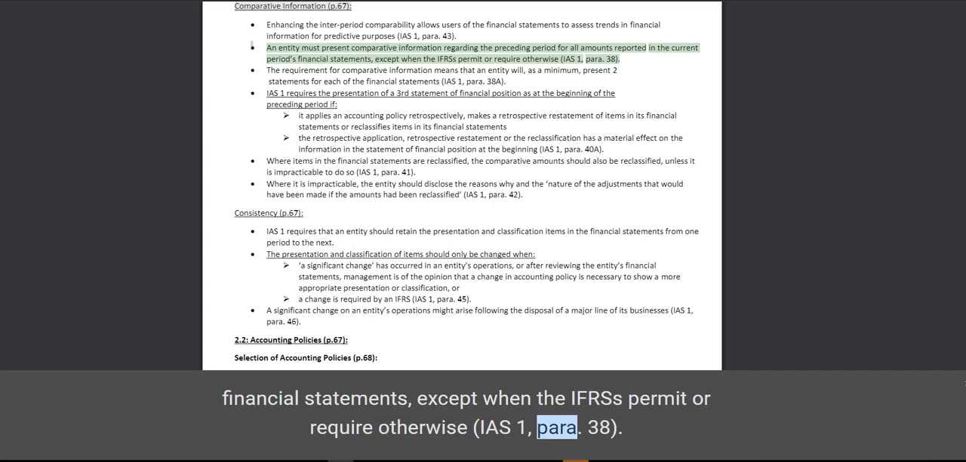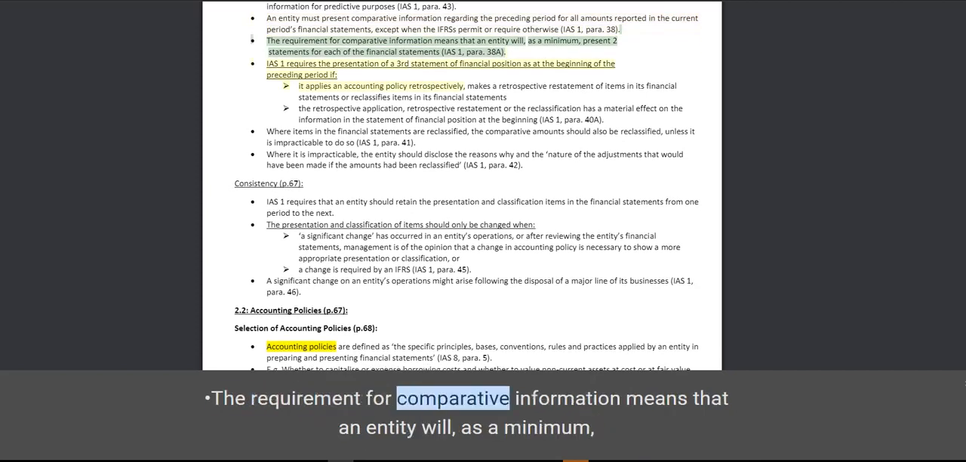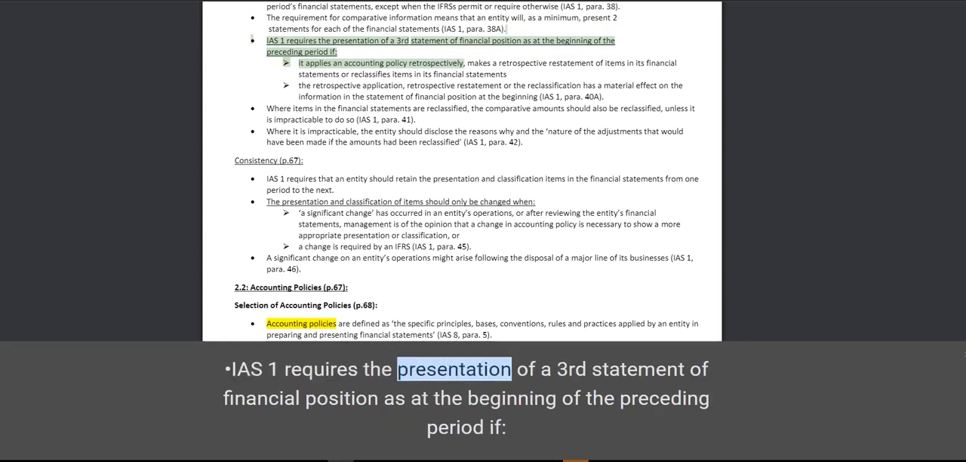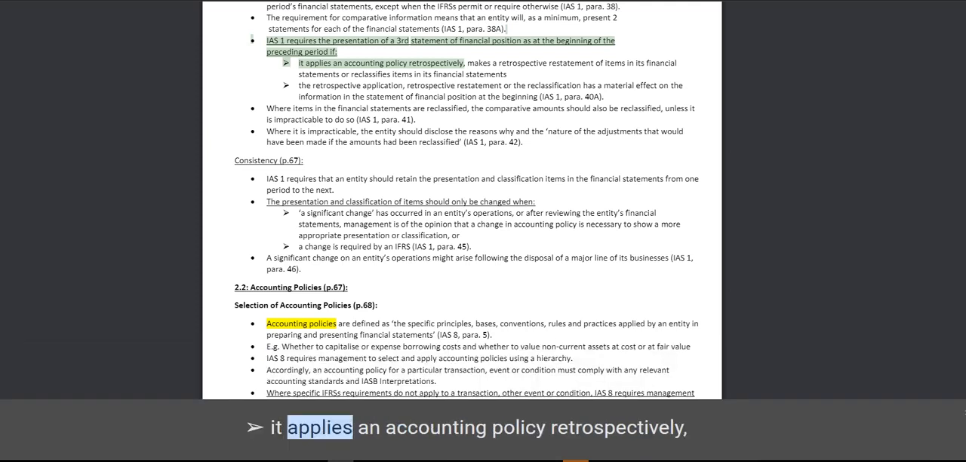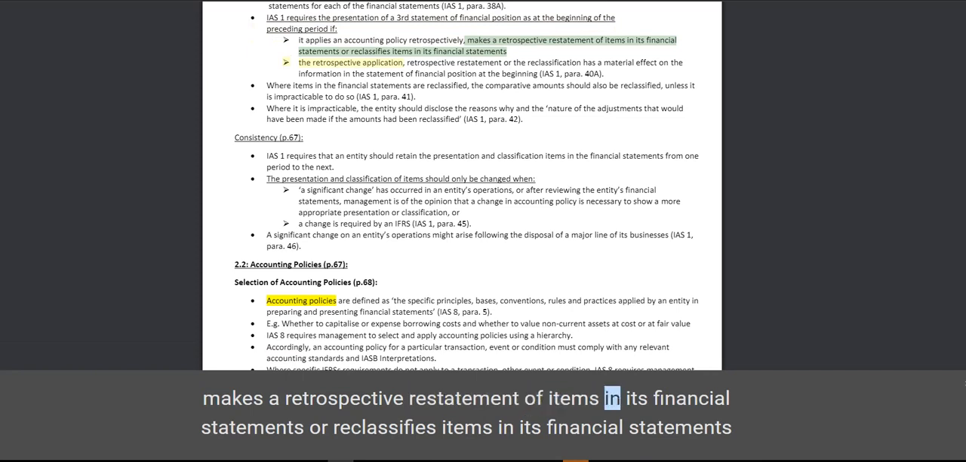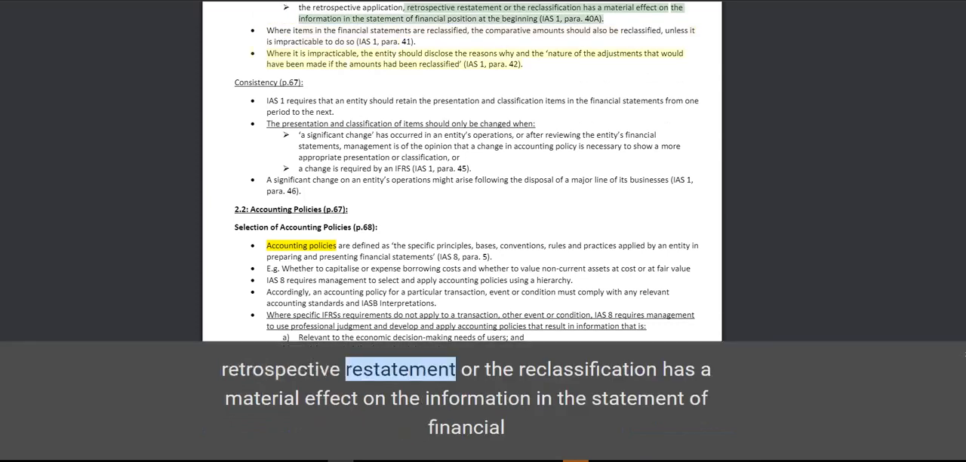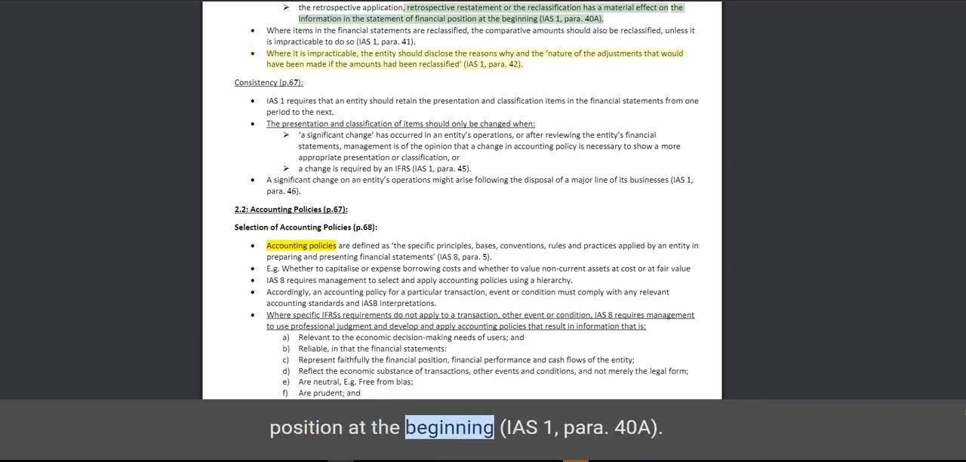IAS 1, para. 38. The requirement for comparative information means that an entity will, as a minimum, present 2 statements for each of the financial statements. IAS 1, para. 38A. IAS 1 requires the presentation of a third statement of financial position as at the beginning of the preceding period if it applies an accounting policy retrospectively, makes a retrospective restatement of items in its financial statements or reclassifies items in its financial statements, and the retrospective application, retrospective restatement or the reclassification has a material effect on the information in the statement of financial position at the beginning.